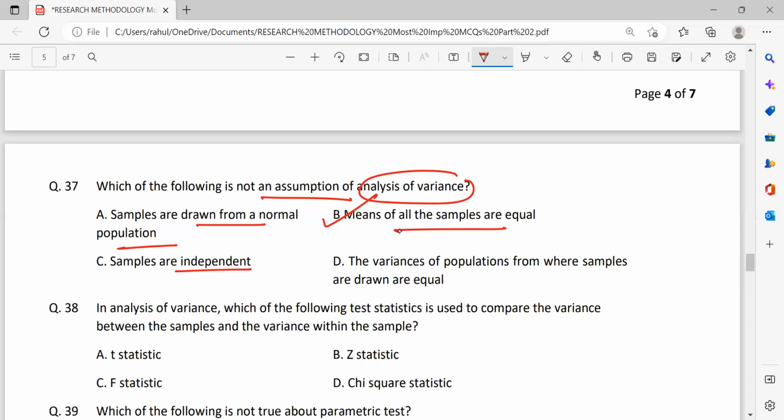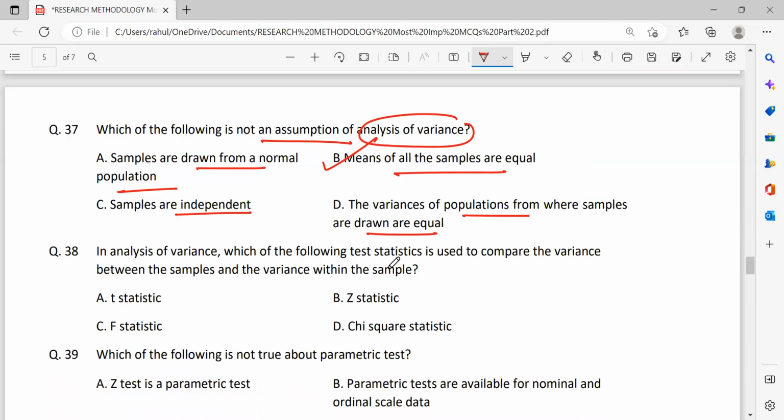Samples are independent, it is by assumption. The variation of population from where the samples are drawn are equal, it is also an assumption, but option B is not a part of assumption. Question number 37, correct answer is option B. Means of all samples are equal. It is not an assumption in analysis of variance, right? So option B is the correct answer here.